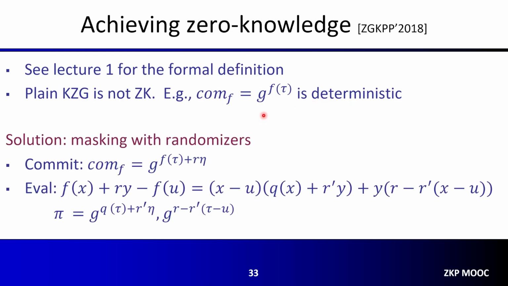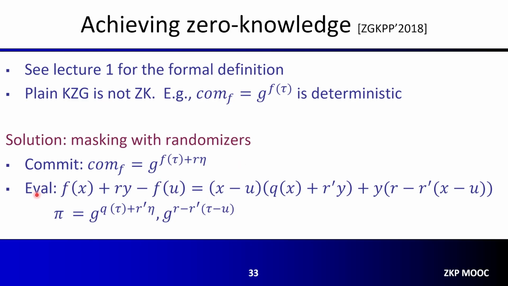So the key idea to make it zero knowledge is to mask both the commitment and the proof with some randomizers. And here I'm showing you a scheme from my paper with my co-authors in 2018. The key idea of this scheme is that instead of committing to g to the power of f of tau, we are going to add a randomizer term, that is r times eta, where r is a random number chosen by the prover, and eta is actually another secret key sampled by the preprocessor in the trusted setup. And of course, we also need to include g to the eta in the public parameters, but I'll omit this step in this informal description.